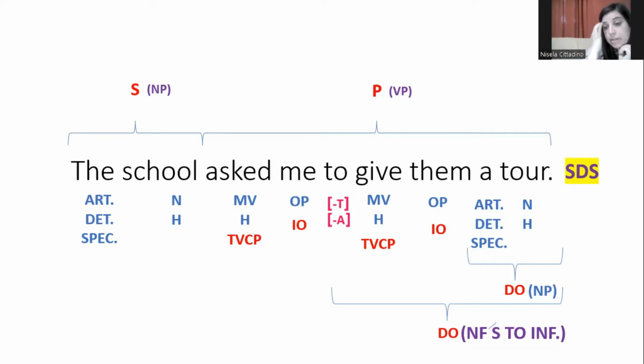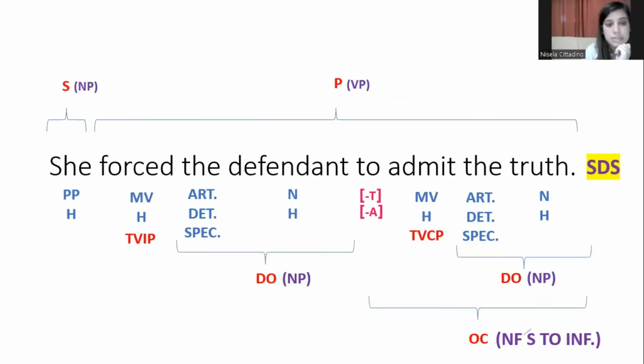And this is a simple declarative sentence. Let us go to the next one. I don't know if, yes, this is the last one.